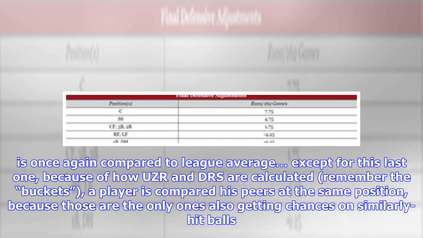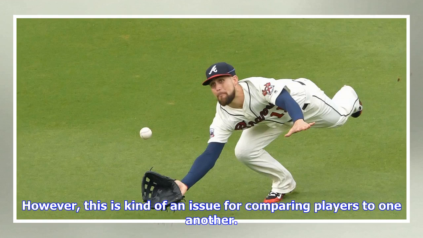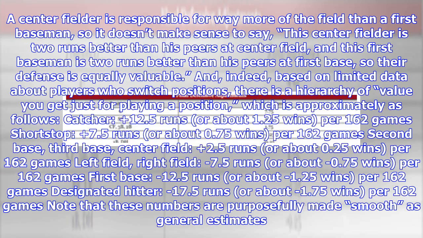is once again compared to league average, except for this last one, because of how UZR and DRS are calculated. Remember the buckets? A player is compared to his peers at the same position, because those are the only ones also getting chances on similarly hit balls. However, this is kind of an issue for comparing players to one another. A center fielder is responsible for way more of the field than a first baseman, so it doesn't make sense to say, this center fielder is 2 runs better than his peers at center field, and this first baseman is 2 runs better than his peers at first base, so their defense is equally valuable.